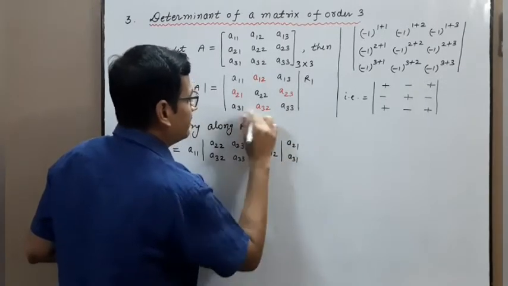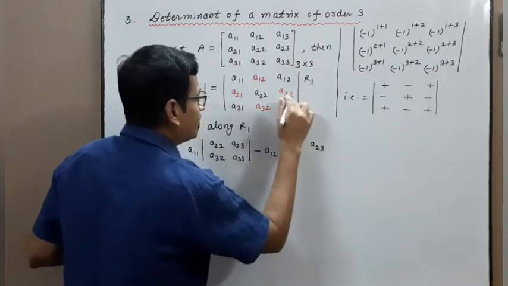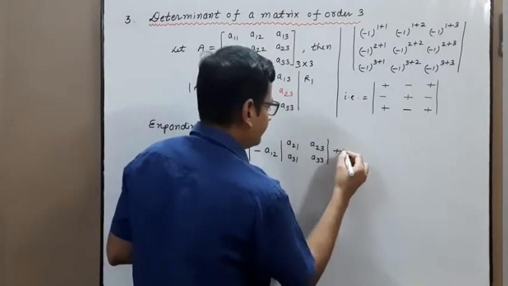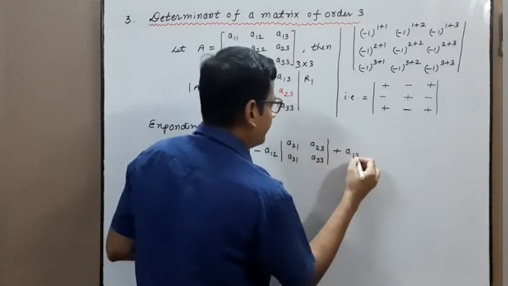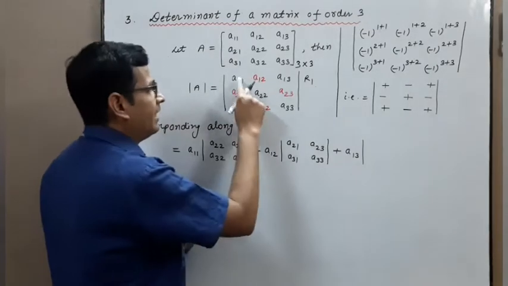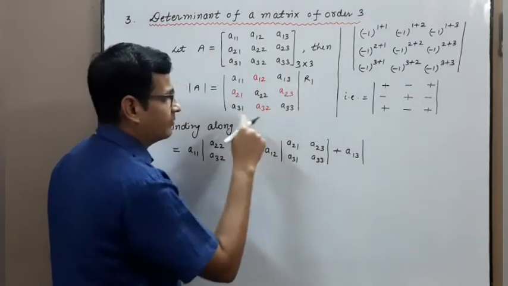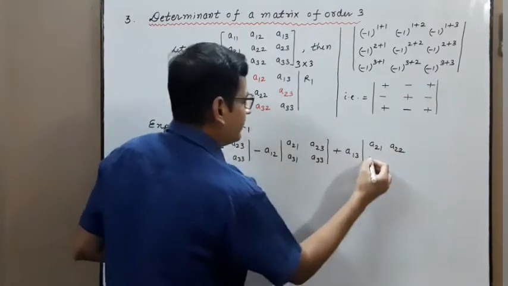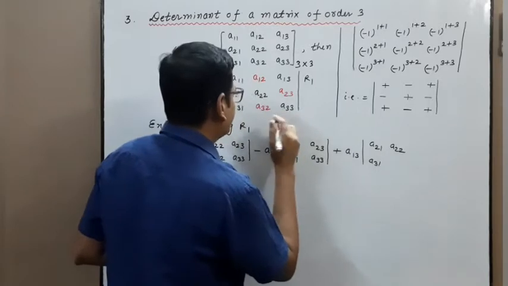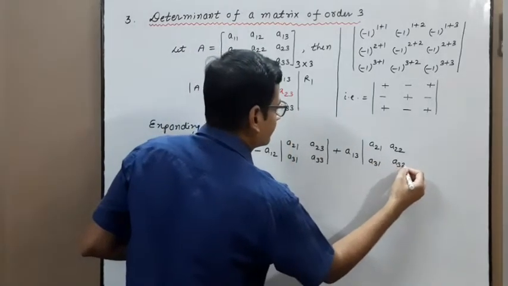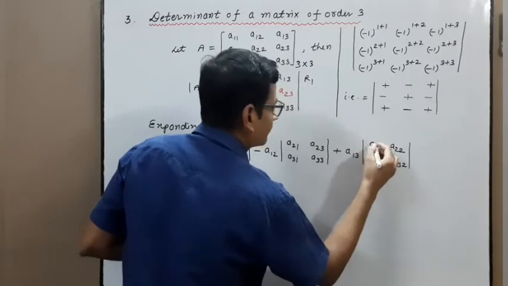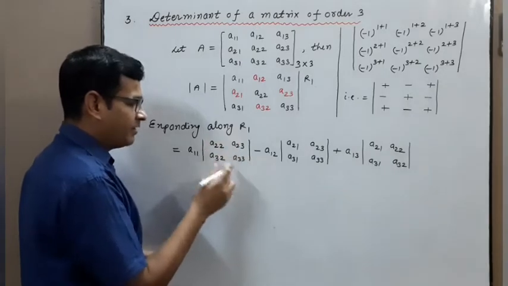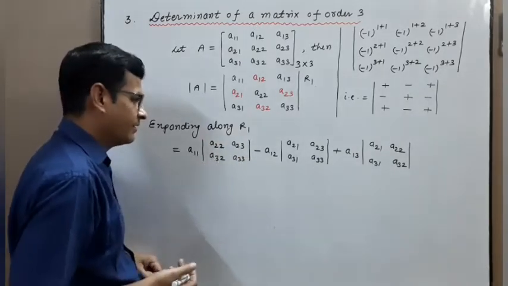A21, A31, A23, A33, plus A13 into the determinant obtained by eliminating first row and third column. So write A21, A22, A31, A32. And after this, easily we can simplify the 2 by 2 determinant, this into this minus this into this.